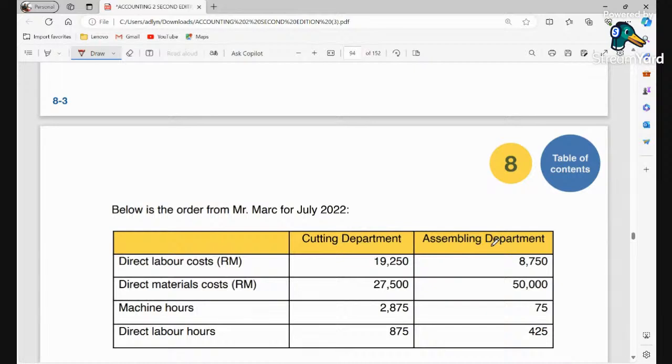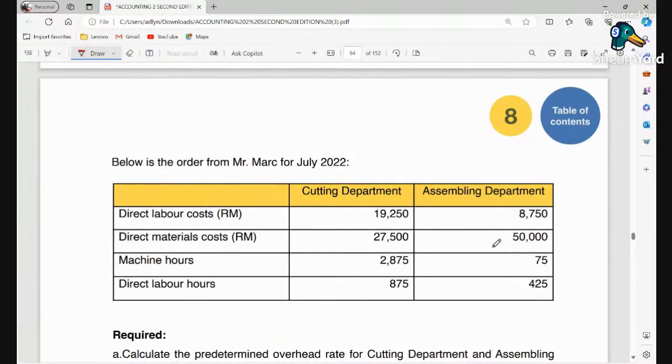Below is the order from Mr. March for July 2022. Order ni diterima pada bulan Julai 2022. Alright, so macam mana kita nak kira cost untuk order Mr. Mark yang dibuat pada bulan Julai 2022. Di sini dia bagi anda nilai direct labor cost and also the direct material cost, and then they give you the machine hours and also the direct labor hours.